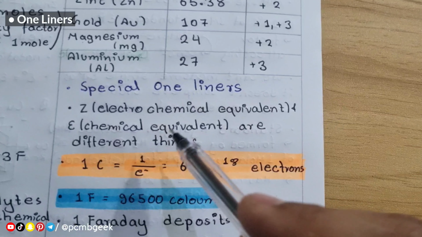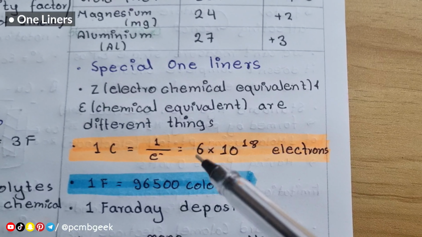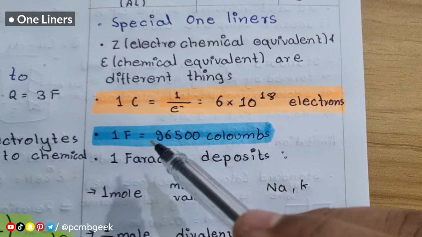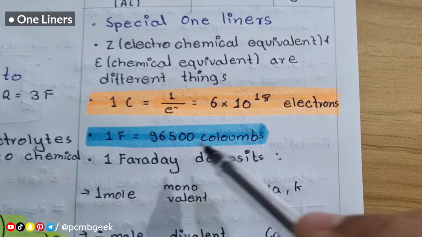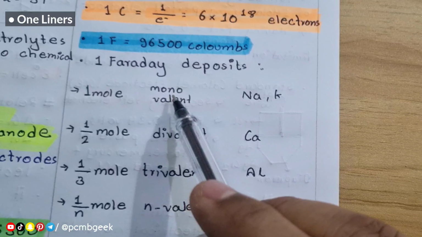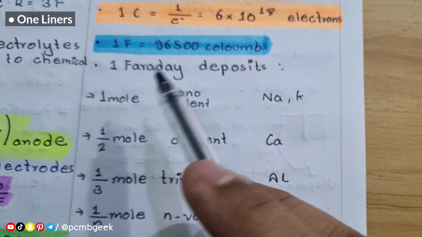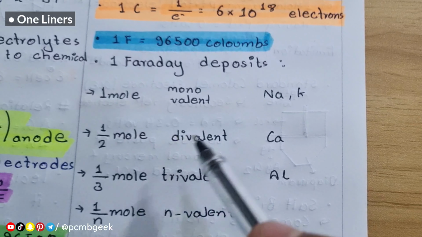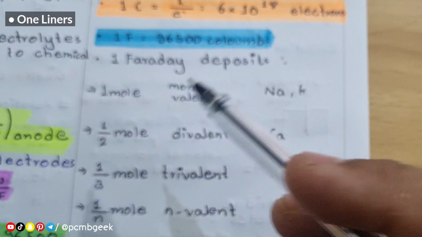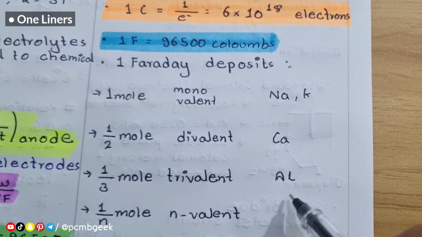Special one-liners from Faraday's laws of electrolysis: electrochemical equivalent, that is Z, and chemical equivalent, that is E, are two different things. One coulomb equals the reciprocal of 1 electron charge, which equals 6 multiplied by 10 raised to power 18 electrons. 1 Faraday equals 96,500 coulombs. 1 Faraday deposits 1 mole for monovalent elements, that is sodium, potassium. 1 Faraday deposits half mole of divalent elements, that is calcium, magnesium, etc. 1 Faraday deposits 1/3 mole of trivalent elements, that is aluminium, etc.